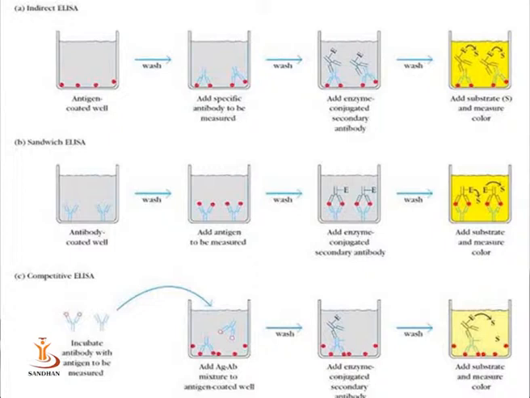Our antigen is attached to a plastic microtiter plate, and the antigen binds to the well. The excess antigen is removed and the sample suspected to contain the antibody against this antigen is added. After washing, the unbound sample is removed, and a second antibody which is specific to the antibody being investigated is applied.